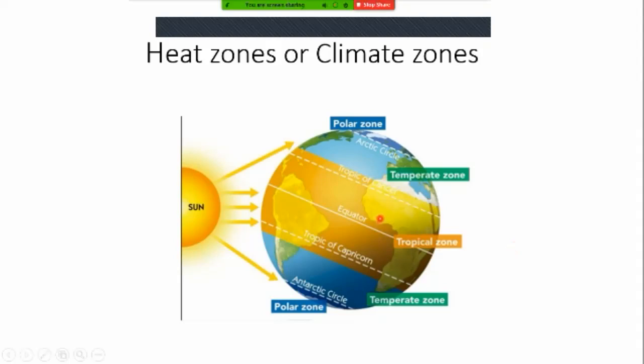The first zone is the torrid or tropical zone. It lies between Tropic of Cancer and Tropic of Capricorn. Second is the temperate zone, which lies between the Arctic Circle and Tropic of Cancer, and in the southern hemisphere, Tropic of Capricorn to Antarctic Circle. The third is frigid zone or the polar zone. It lies between Arctic Circle and the North Pole and Antarctic Circle and the South Pole.